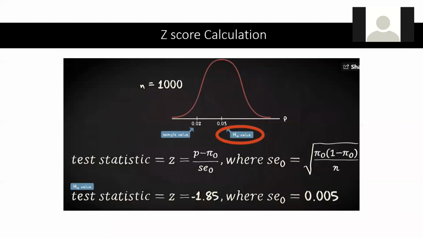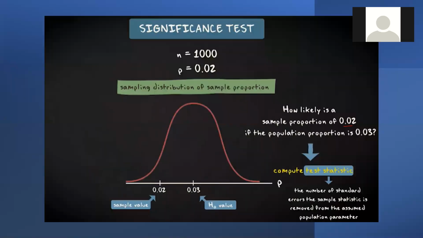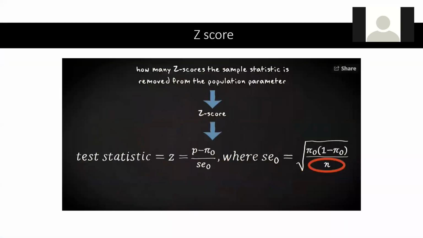So what was our assumption? What were we checking? We were checking how likely is our sample proportion of 0.02 if the population parameter is 0.03. And we found out that the population parameter will not be 0.03, given your sample proportion is 0.02. That's what we found out.